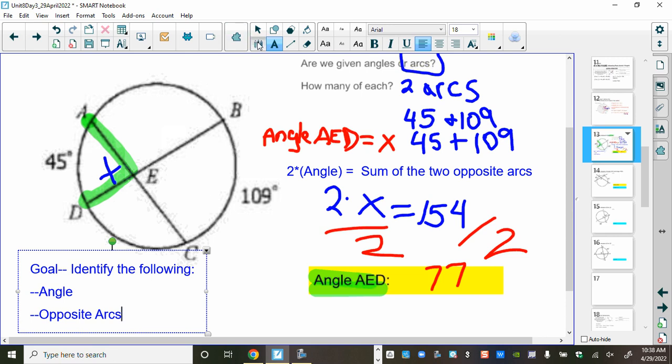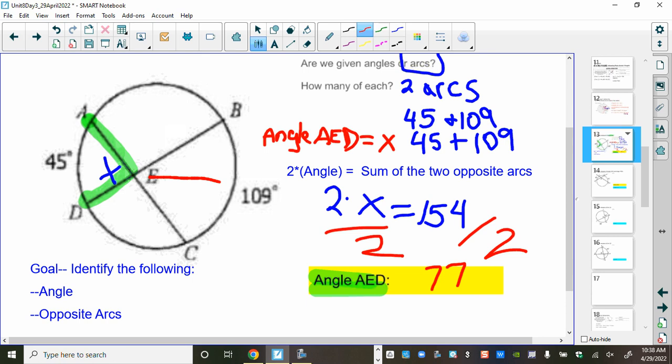Remember, your opposite arcs are going to be over here and over here. That's your opposite arc. So you can cross the center or you go to the end of the circle. Don't cross that line, don't cross that line. You can go to the end, or since this angle is the same as this angle, go to this end. All right? So that's why you could say 2 times the angle is the sum of the 2 opposite arcs. That's where you get your opposite arcs.